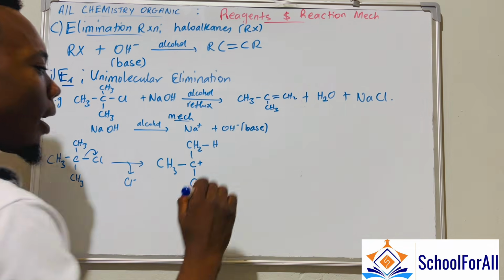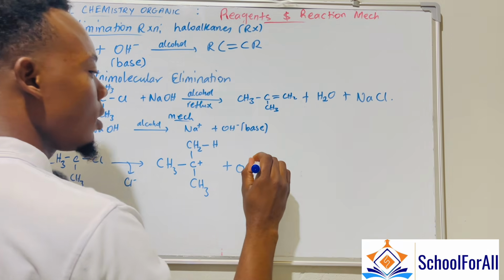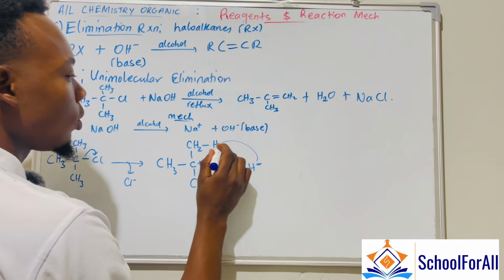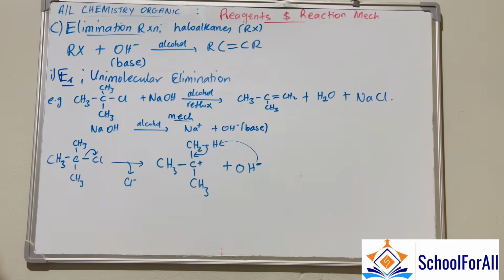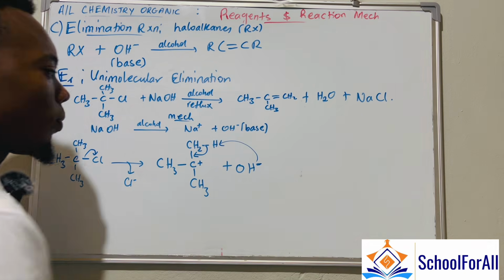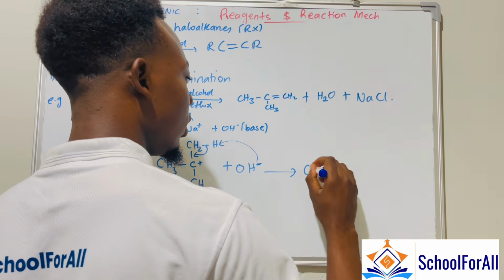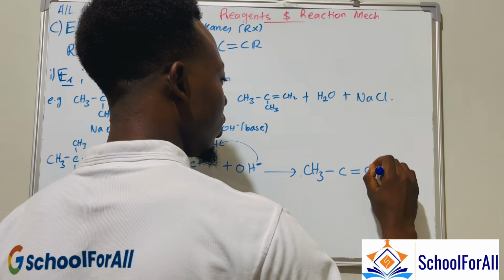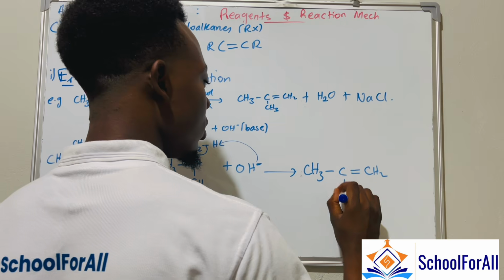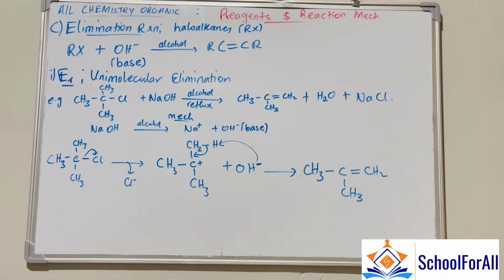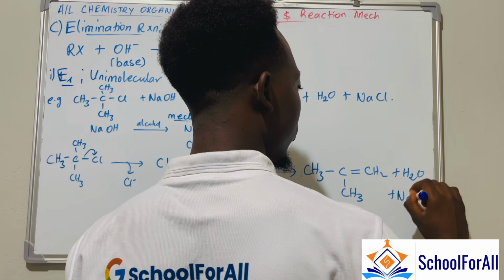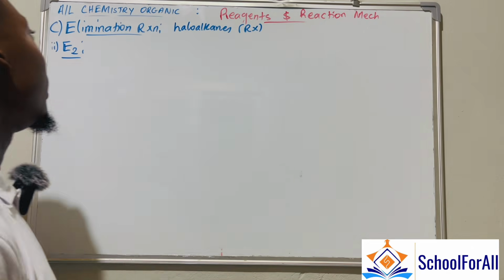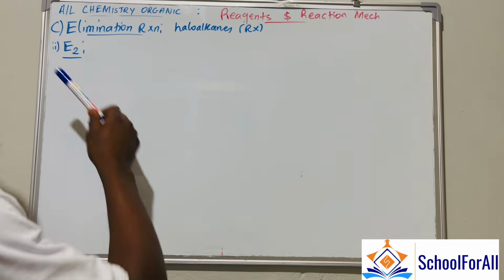Now my OH minus, which functions as a base, comes and removes this proton, just like a base will do, the proton acceptor. Now this bond will come and form, that is, stabilize this carbon which is there. So finally, I will have CH3, C double bond CH2, CH3, CH3. This is my compound which is formed by elimination, and of course I will have plus water and sodium chloride.